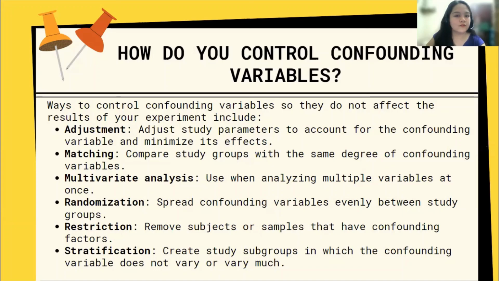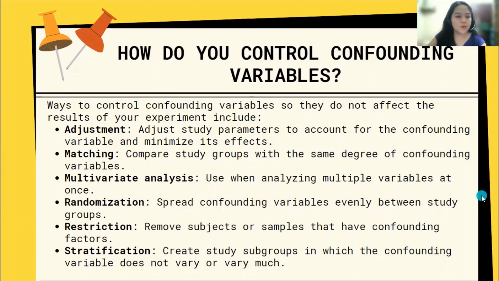How do you control confounding variables? Yung mga sudden na lumalabas sa study natin. Those are confounding variables. So there are several ways to control confounding variables so that they do not affect the result of your experiment, including adjustment. Adjust study parameters to account for the confounding variables and minimize its effect. So kung nakikita mo ng parang makakaapekto ang variable na to sa iyong study, you need to adjust your parameter.